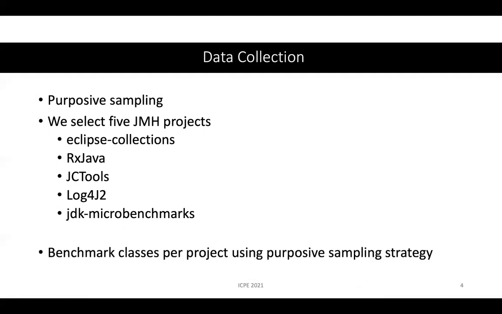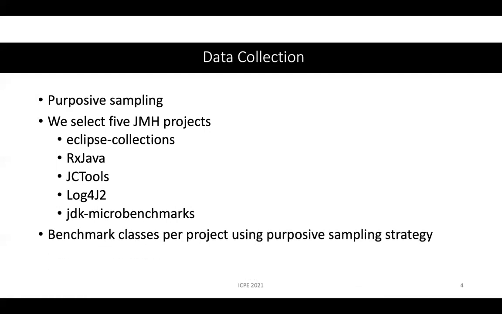For each of these 5 projects, we manually select 5 to 6 concrete benchmark classes, again using a purposive sampling strategy. So we select benchmark classes that have parameters, typically multiple, and we suspect that they have different characteristics due to having a different code structure, different parameters, or even their location in different Java packages.